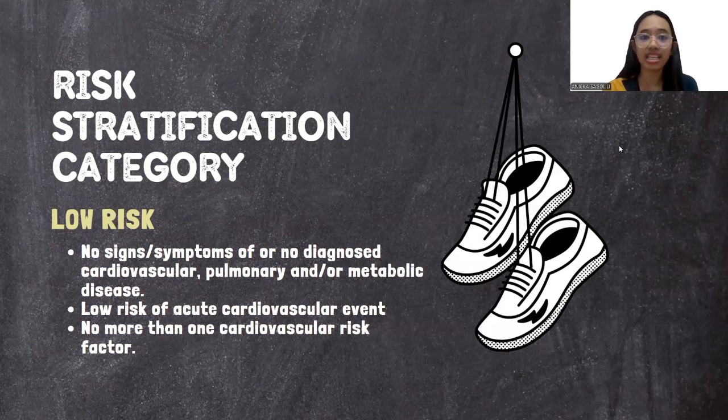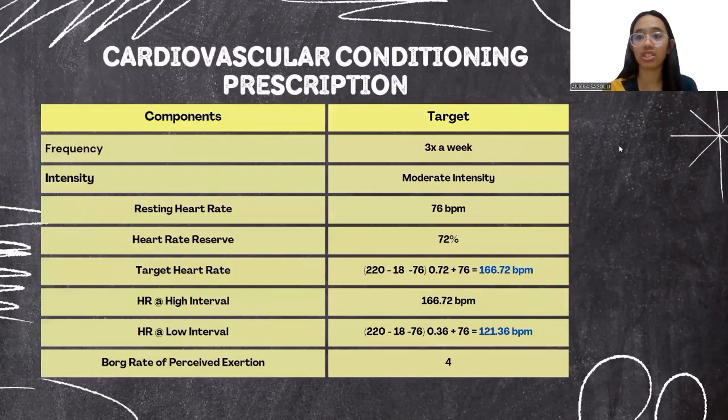So now let's proceed to my cardiovascular conditioning prescription. Frequency: my target frequency is 3 times a week so that in a week I can also allow my body to rest or recover. Next is intensity. My target intensity is moderate intensity.